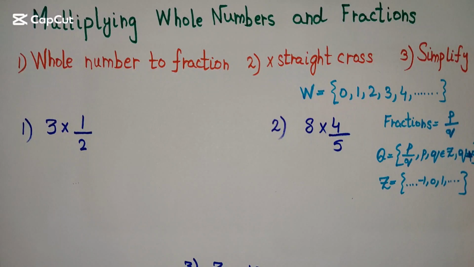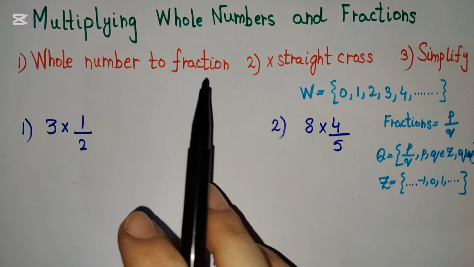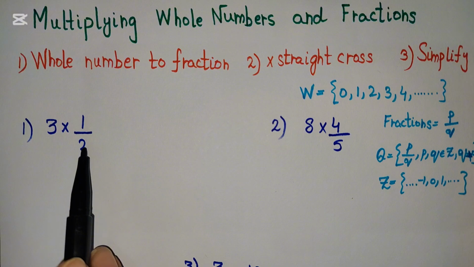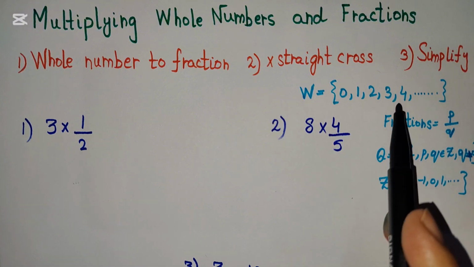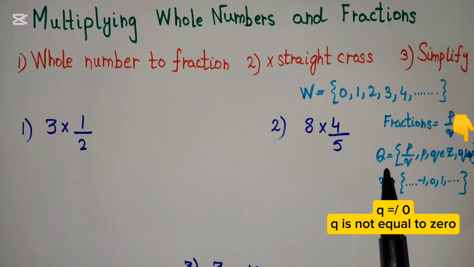Hi everyone, in this video I am going to cover how to multiply whole numbers and fractions. There are three steps to follow when we are multiplying whole numbers and fractions. Here it is a set of whole numbers and a set of fractions, which means a set of rational numbers.